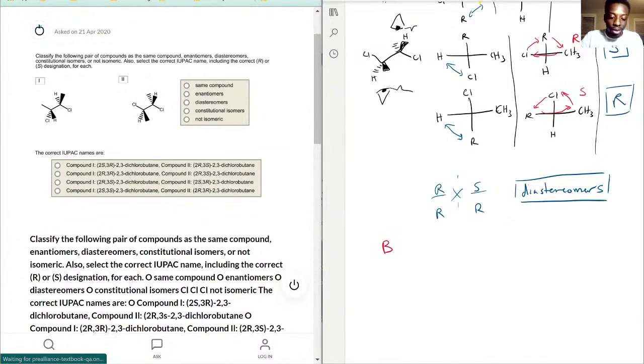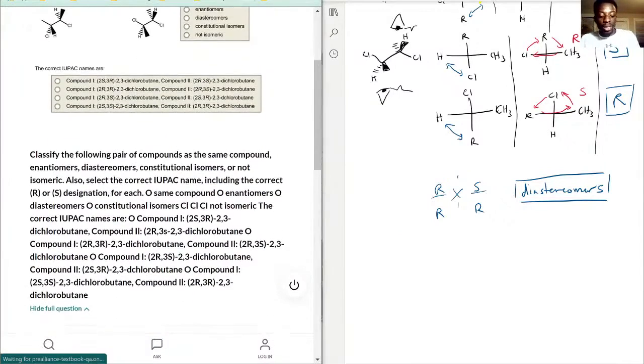I would love to write out the whole thing, so I'm going to pause it here for you to write down, just in case you need this in this example. So compound 1 is 2R, 3R, 2,3-dichlorobutane, okay, which makes sense because there's 4 carbons, and then 2 chlorines. That's it. And compound 2 is 2R, 3S, 2,3-dichlorobutane, also that. So diastereomers, that's what they are. Now let's see if we did it correctly.